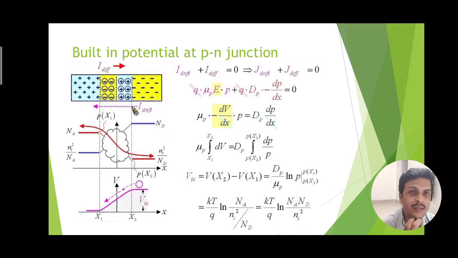Now, what is present on the right hand side? It is the n-type semiconductor. So at the n-type semiconductor, Px2 hole concentration is nothing but the minority charge carrier concentration, which can be represented by the ratio of the square of intrinsic carrier concentration and the donor concentration.